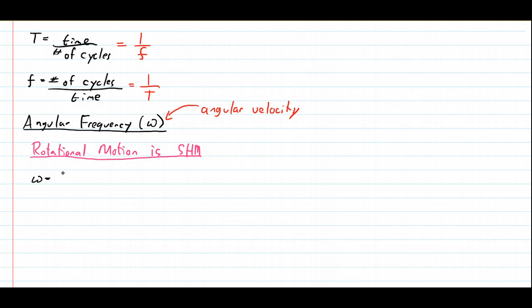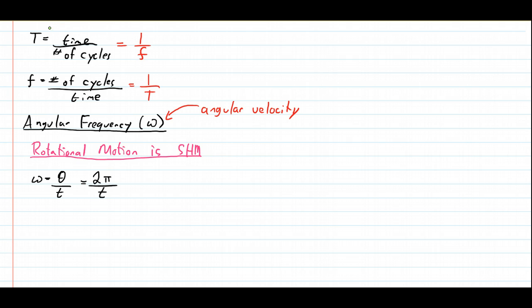We know angular velocity is defined as theta divided by time. So in other words, how many rotations does an object move through in a period of time? And so if we look at just one rotation, it's going to have an angle of 2 pi divided by time.